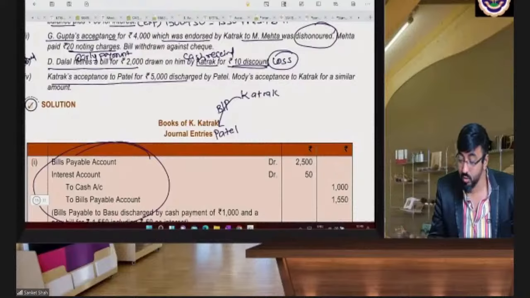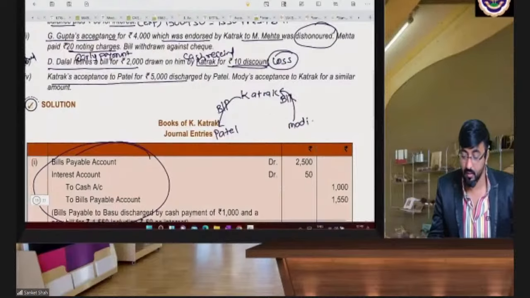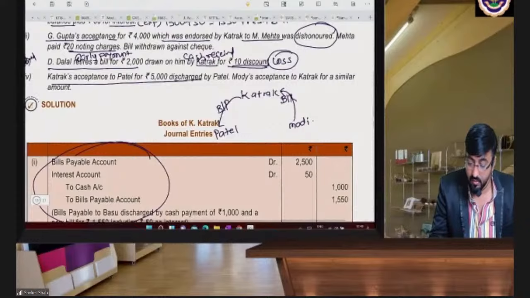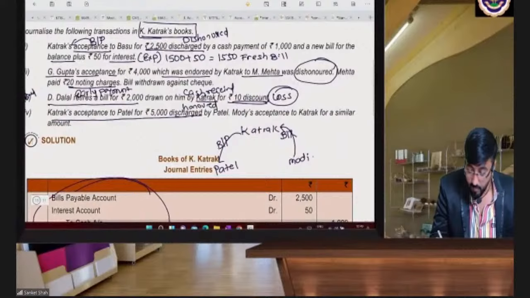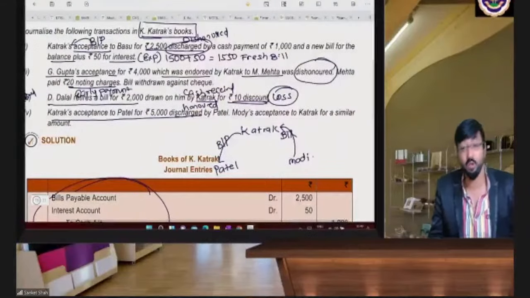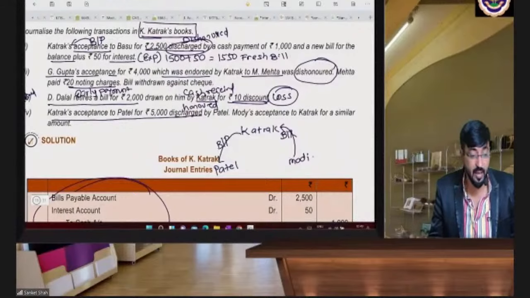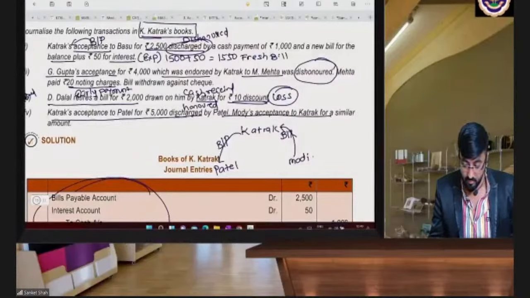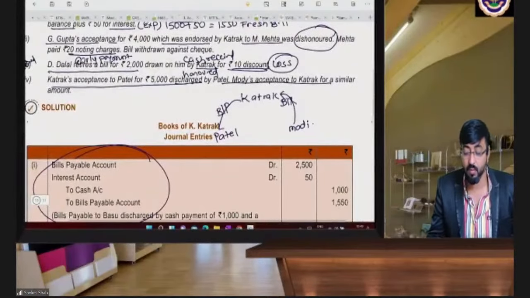Modi's acceptance to Katrak. So beta, Modi has given acceptance, bills receivable. Discharge means here, yes, here it is honor. Better, the word discharge can be used for dishonor also, and it might be used for honor also. Remember, discharge by Patel by giving Modi's acceptance to Katrak. So now Patel is giving the same acceptance of Modi.